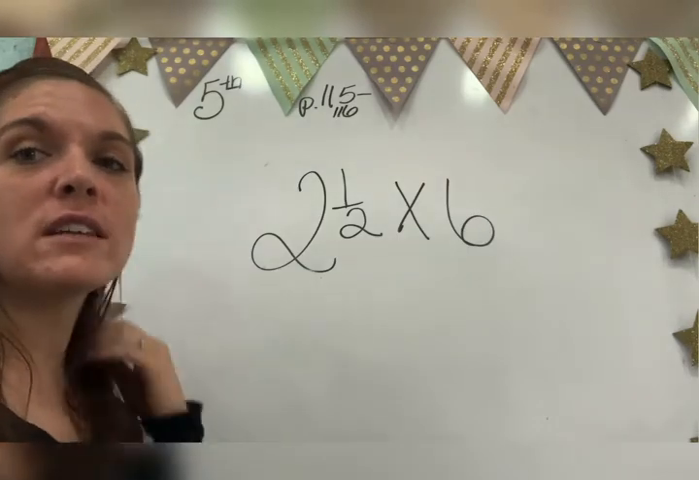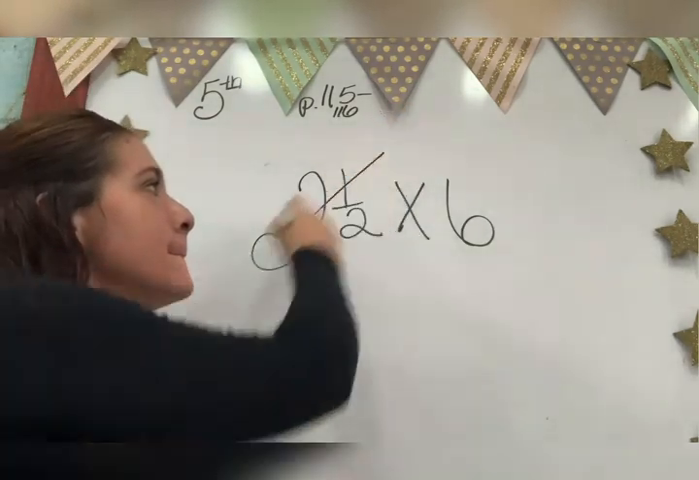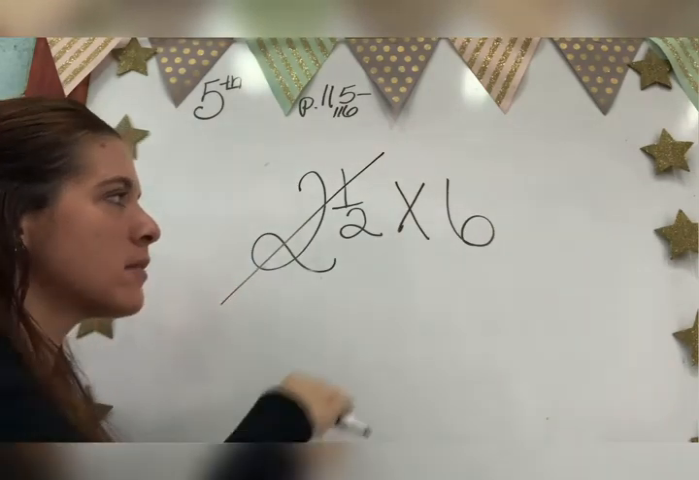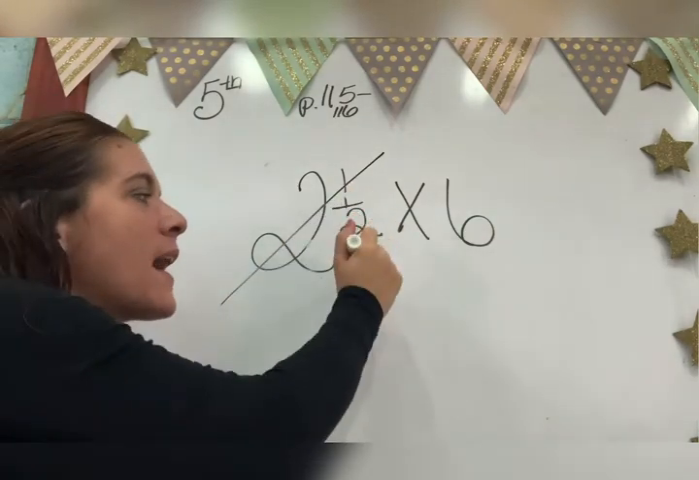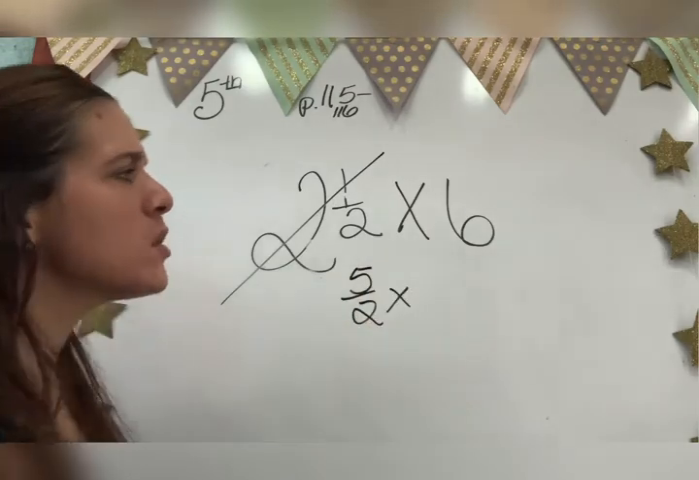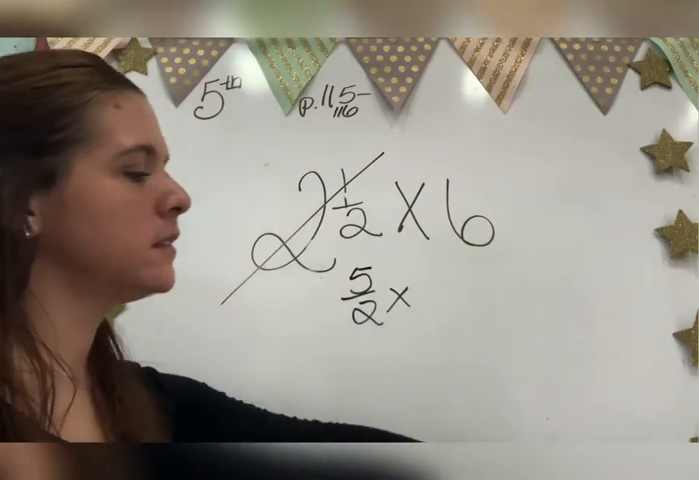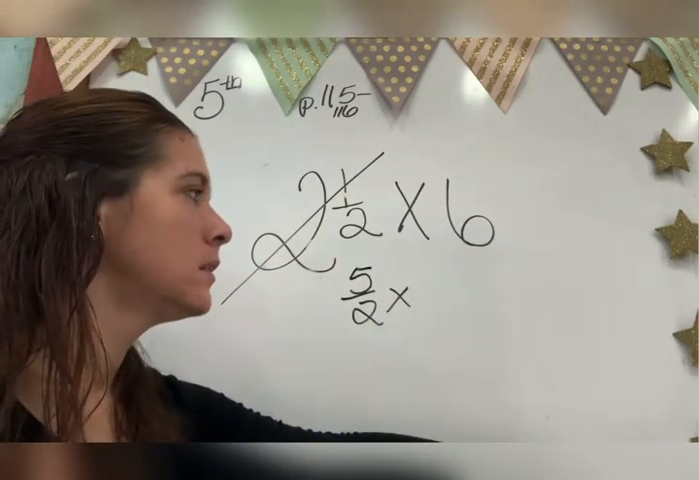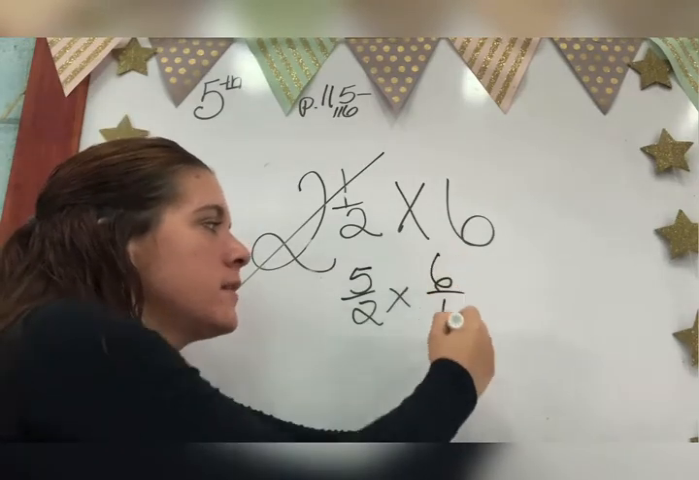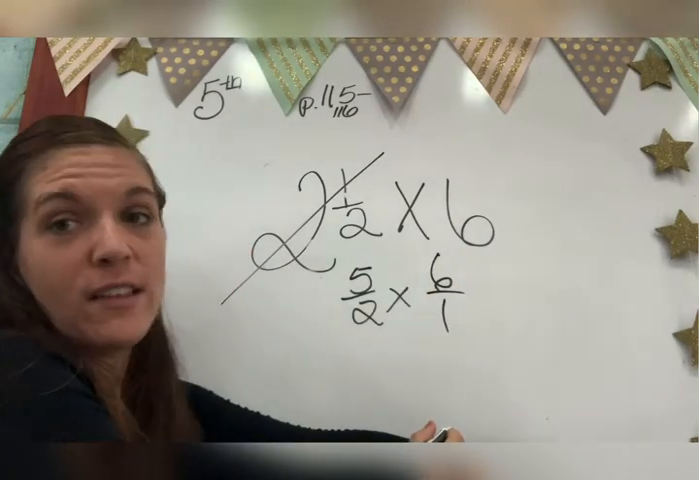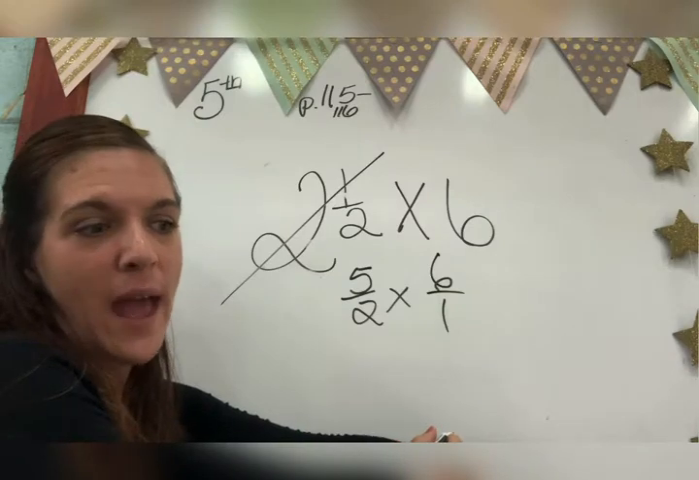The very first thing you need to do is convert this into improper fraction. 2 times 2 is 4 plus 1 is 5 over 2. And what do you think we have to do with this one, Abiel? Put it over 1, just like you learned yesterday. And then you can do it by yourself, okay?